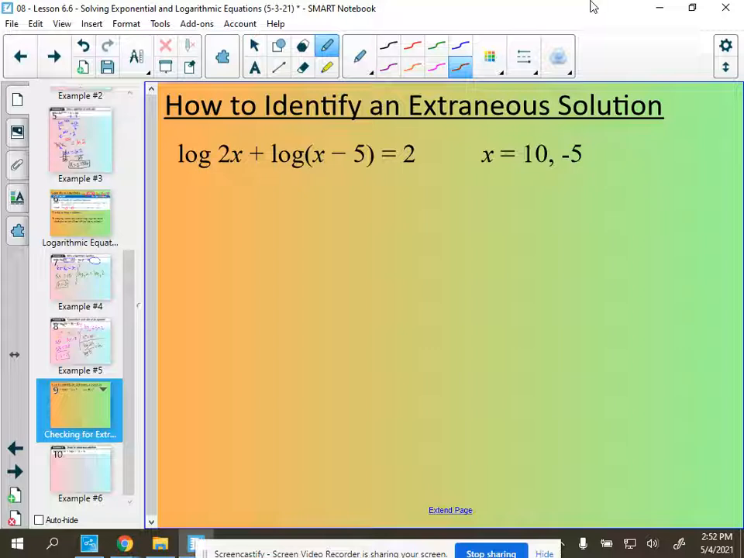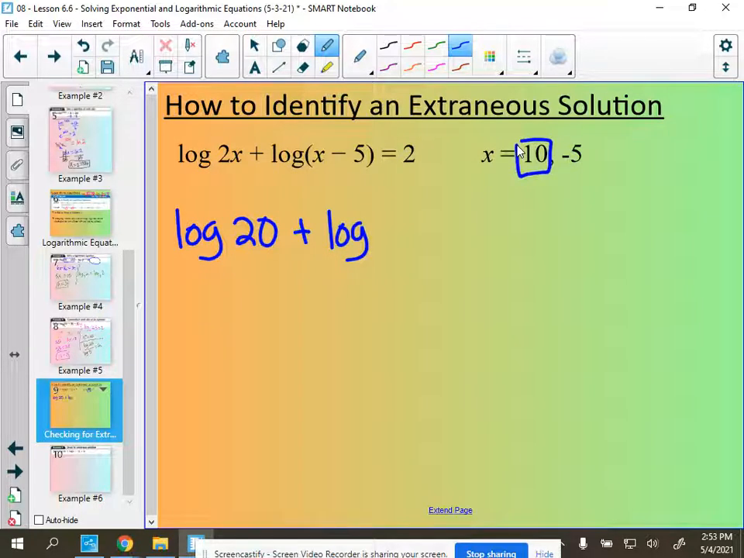How do I check this? Okay, so we're going to plug them in. If I plug in a 10 here, what happens? Log of, let's see, 10 times 2 is 20, plus log of 10 minus 5 is 5, equals 2. That's still kind of like, I don't really know. Is that true? Is that how that works out? And really what you'd be looking for at this point, the dead giveaway that something's extraneous, is you're taking the log of a negative number. Log of negative 20 or log of negative 5.